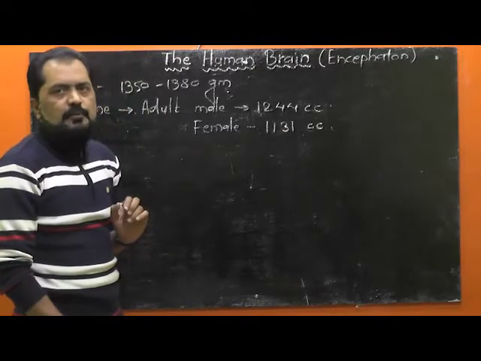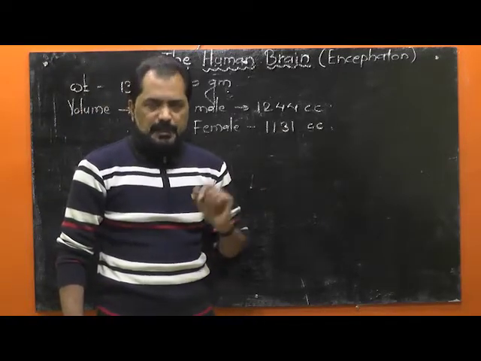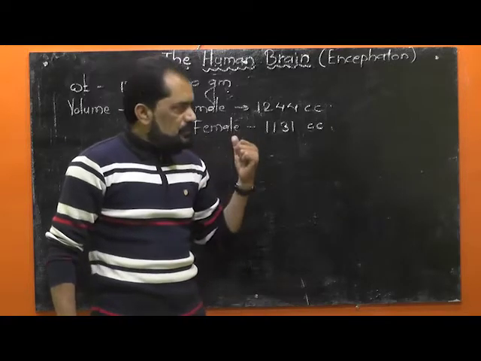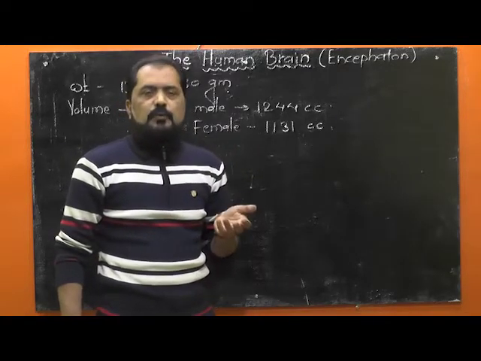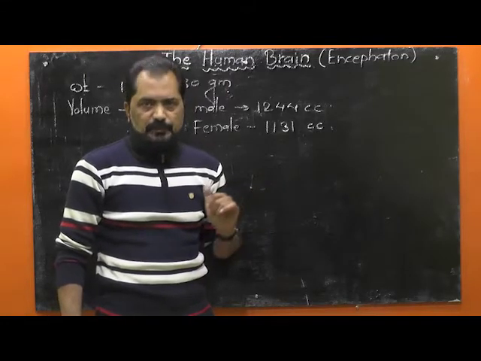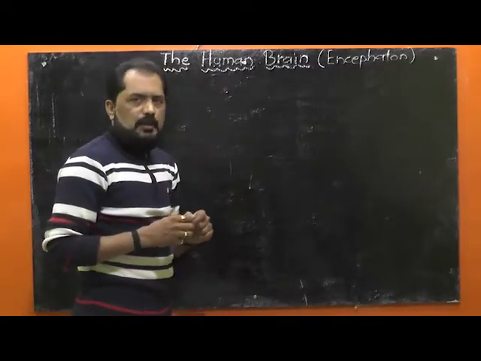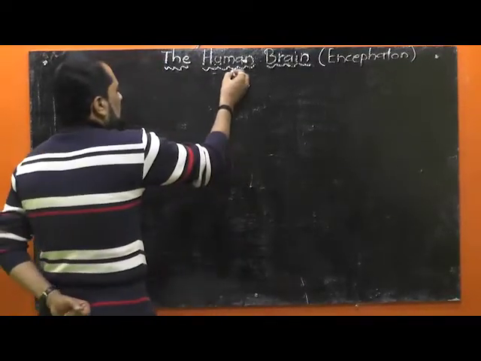Now we have to discuss about the different parts and subparts of the brain. I am going to draw here a table and mention the different major parts of brain in tabular form. Now let us talk about the different parts of human brain.